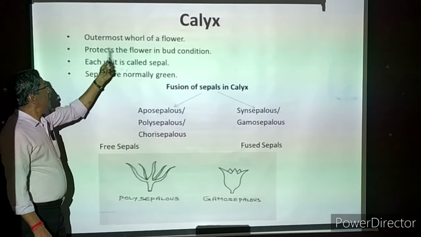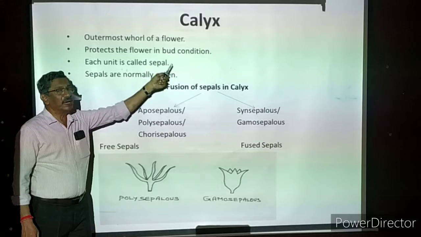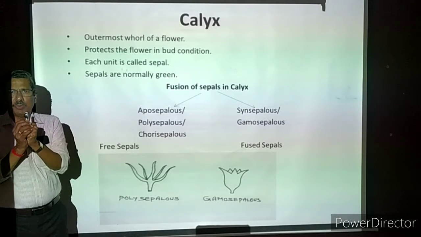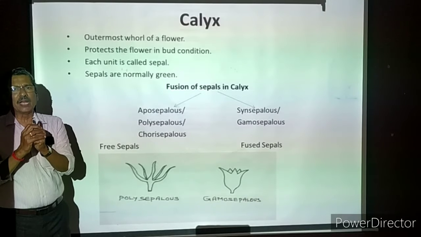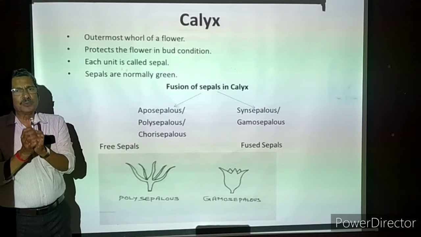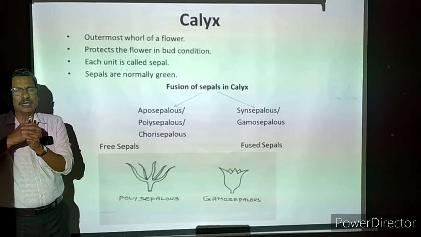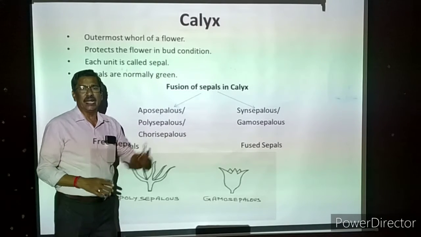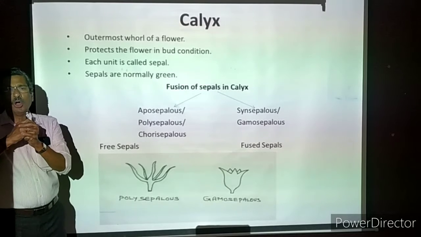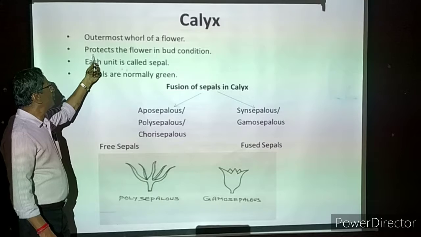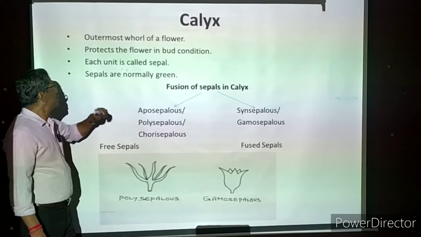Now this whorl, calyx, protects the flower in the bud condition. Always flowers are developing from the bud. Bud is a tiny, small, more or less spherical or oval shaped structure. If you observe the bud, it will be green in color because all the sepals are covering that. All the sepals join together to form the calyx. The calyx is covering all the internal parts of the flower in bud condition. That only protects the flower in bud condition.